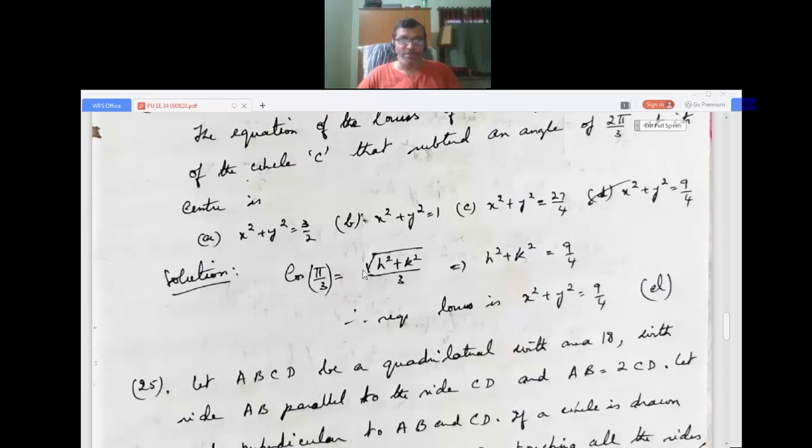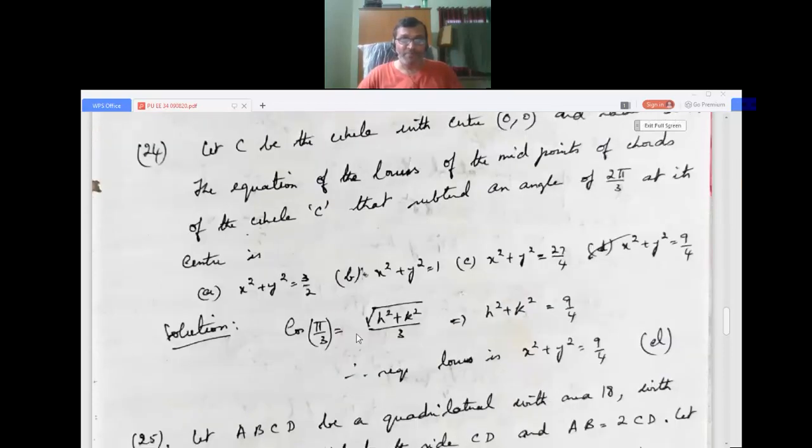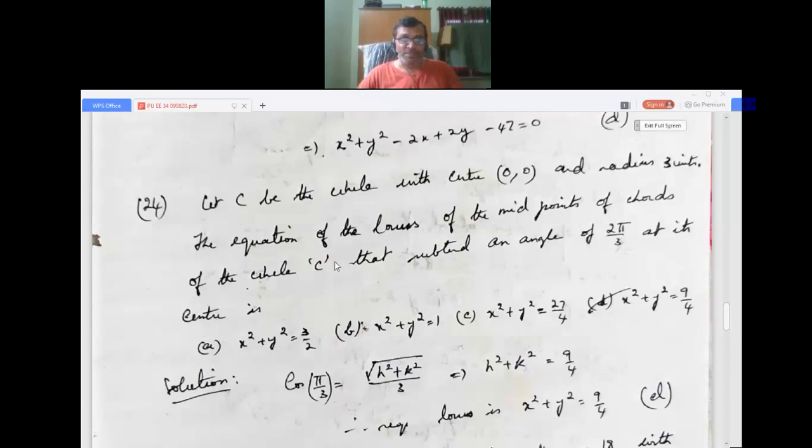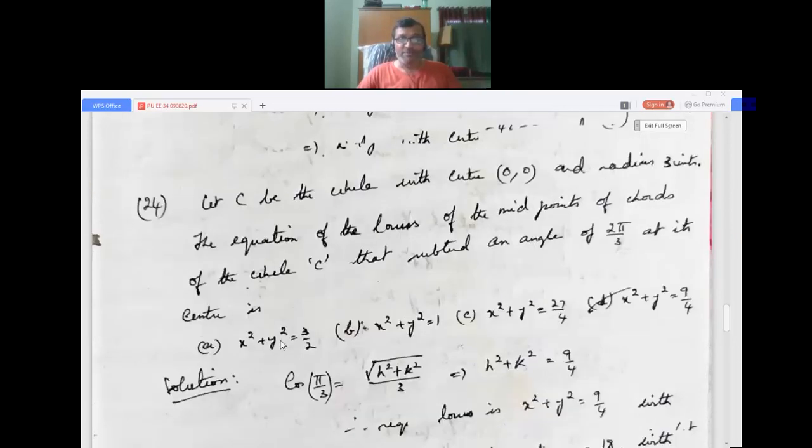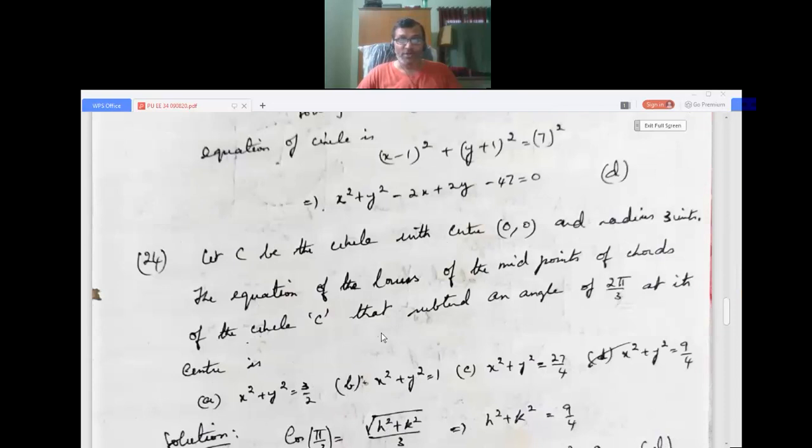So square root of h squared plus k squared by 3 it is. This is just, if you draw it, it comes from geometry. Cos angle is adjacent side by hypotenuse. Okay, so h squared plus k squared equals 9 by 4. So equation of locus is x squared plus y squared equals 9 by 4. I hope you followed. See, let C be the circle with center 0, 0 and radius 3 units.